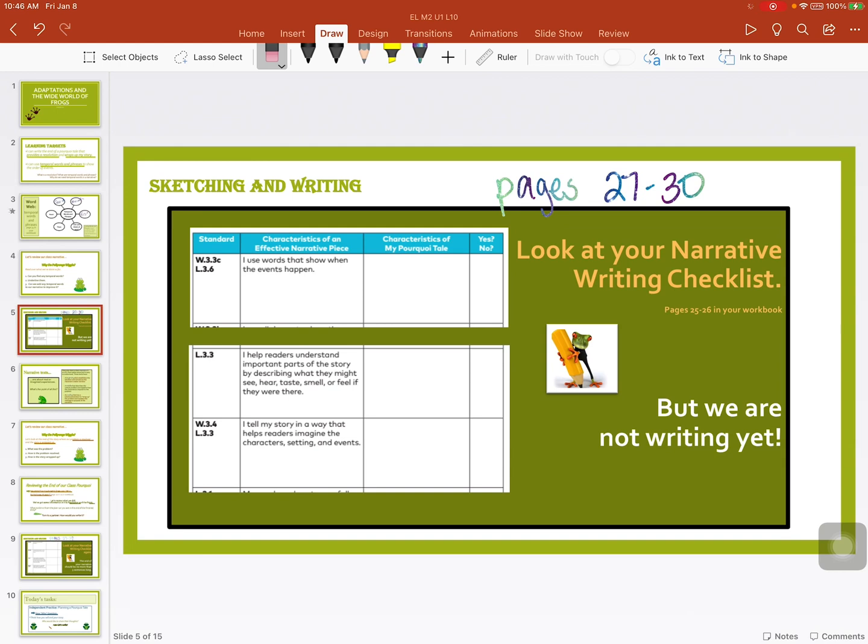So, did I use words that show when the events happen? Like those temporal words: first, next, then, last, in the end. I help readers understand important parts of the story by describing what they might see, hear, taste, smell, feel, if they were there. So, using those senses. If you didn't include that in your story, go ahead and add that. I tell my story in a way that helps the reader imagine the characters, settings, and events.